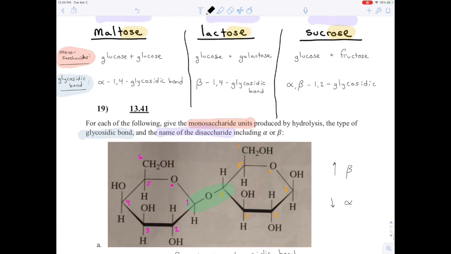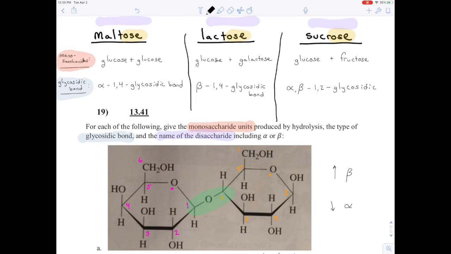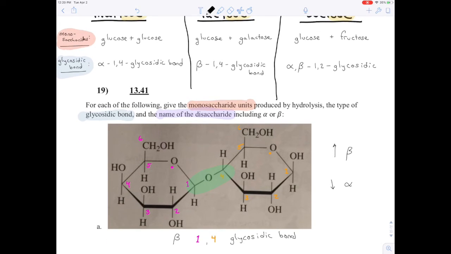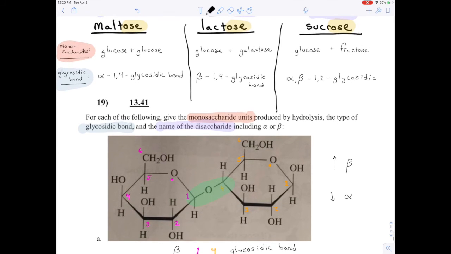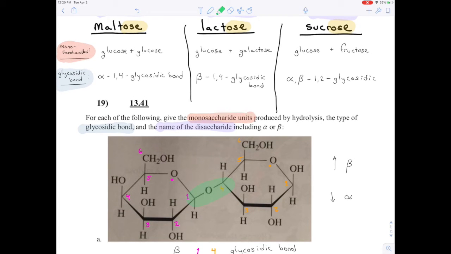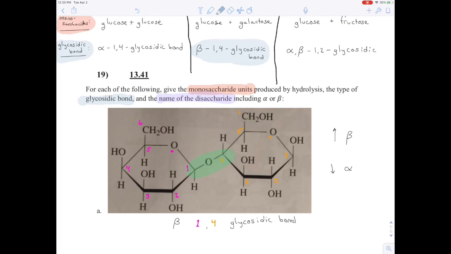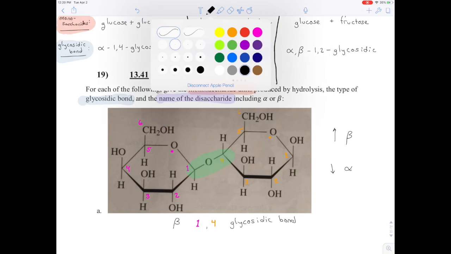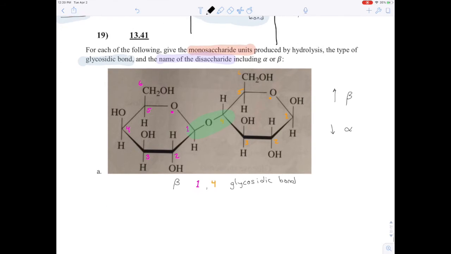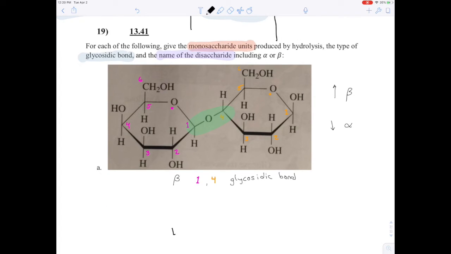Now, go back up to this table, which would be in your brilliant mind, and then see which of the disaccharides has a beta-1,4-glycosidic bond. And the only one is lactose. Sucrose has an alpha-beta-1,2 glycosidic bond, and maltose has an alpha-1,4 glycosidic bond. So this must be lactose. So first we know this is lactose. That answers one part of the question.